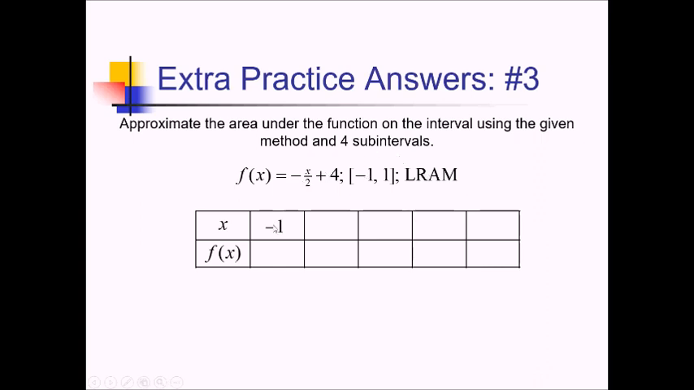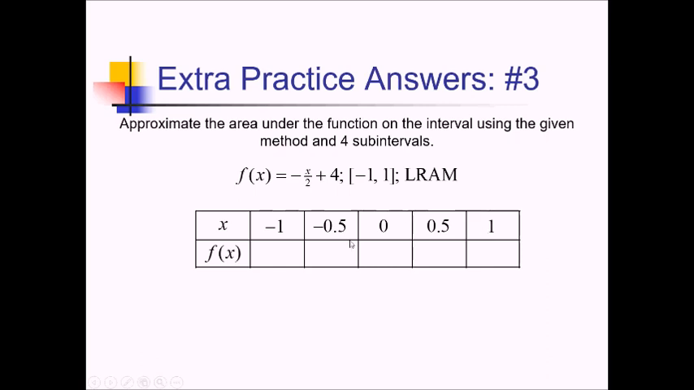So let me start with -1. And then if I'm going a distance of essentially 2 over 4 subintervals, that means each subinterval must be 0.5, so that's the width of my rectangles. So my next number then is -0.5, followed by 0, 0.5, and 1.